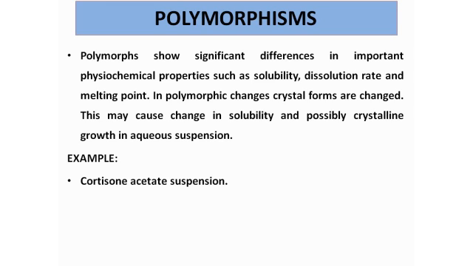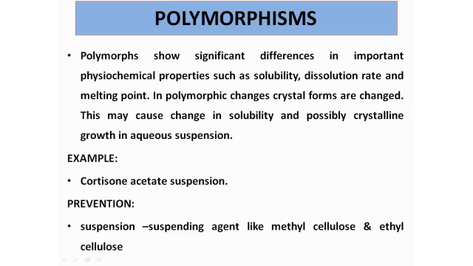For example, consider cortisone acetate suspension. Cortisone has the tendency to form polymorphs, and this leads to degradation of the drug. So how are we going to prevent the formation of polymorphs? Simply, if we have a suspension, as here with cortisone acetate suspension, we can use a better quality suspending agent like methyl cellulose and ethyl cellulose to prevent the formation of the polymorph.